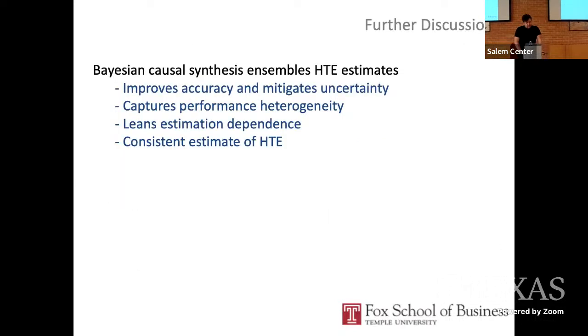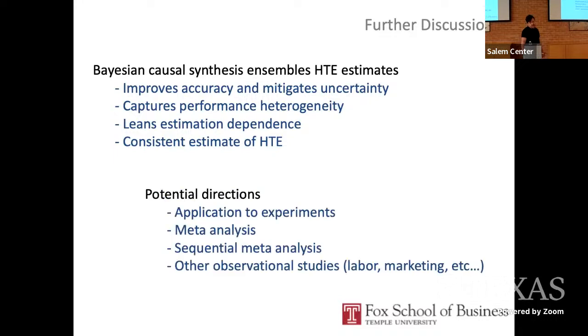All right, so just to wrap up a little bit, our basic idea is that we want to estimate HTEs, but HTEs have model uncertainty and model misspecification associated with them. So we've developed Bayesian causal synthesis that synthesizes these HTE estimates. It improves accuracy and mitigates uncertainty. It captures the performance heterogeneity as we wanted. It learns estimation dependence, and we actually get a nice theoretical guarantee in terms of the consistent estimate of HTE.